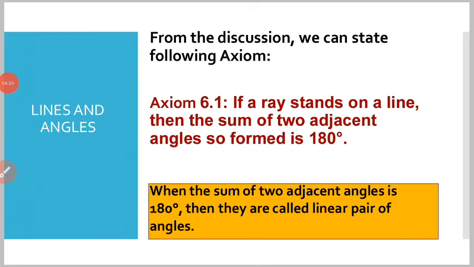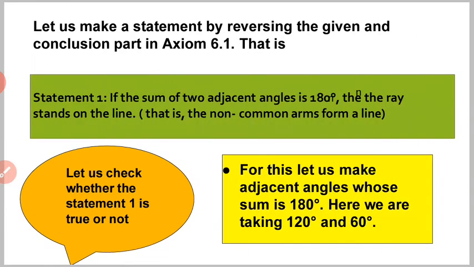An axiom is a mathematical statement which is assumed to be true. These are self-evident assumptions which we take to be true without proving them. They are universal truths. So axiom 6.1 is stated as: if a ray stands on a line, then the sum of two adjacent angles so formed is 180 degrees.